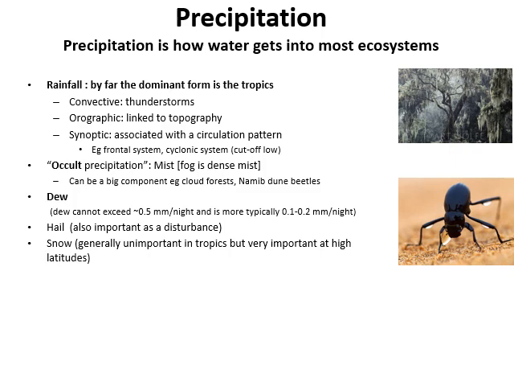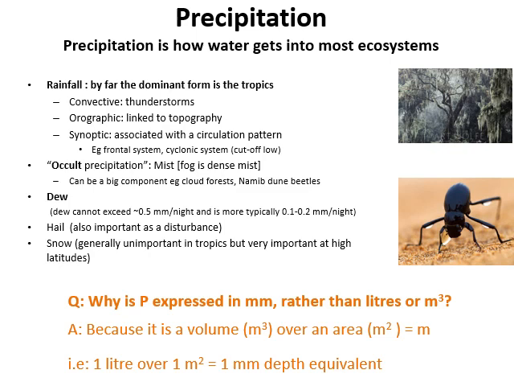Finally, you get synoptic rainfall, and those are weather systems associated with big frontal systems moving across a landscape. An example are the Cape Town winter storms. That's a big low-pressure system coming from Antarctica and sweeping across Cape Town, bringing synoptic rainfall.